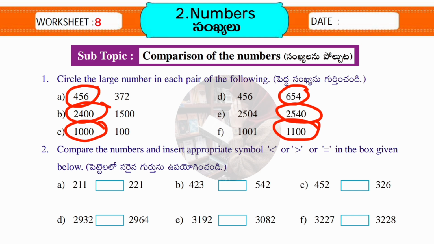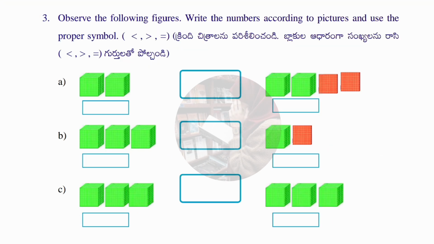Okay, let's see. First one is 211 less than 221. Next, second one, 423 is less than 544. Next, third one, 452 is greater than 326. Next one, 2932 less than 2964. Next one, 3192 bigger than 3082. Last one, 3227 less than 3228. Got it, guys?